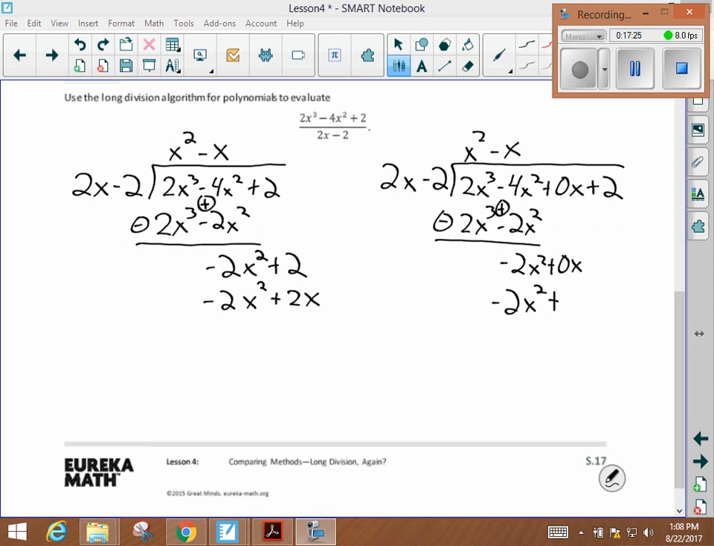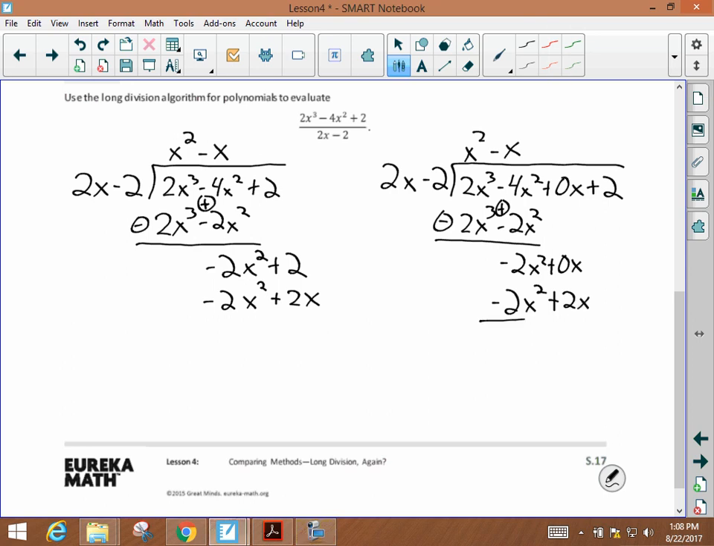Moving right along. The negative x times negative 2 is going to be positive 2x. And now these are lined up, and I can change the sign and add. So I want to put the negative 2x here. And I drop down my 2.